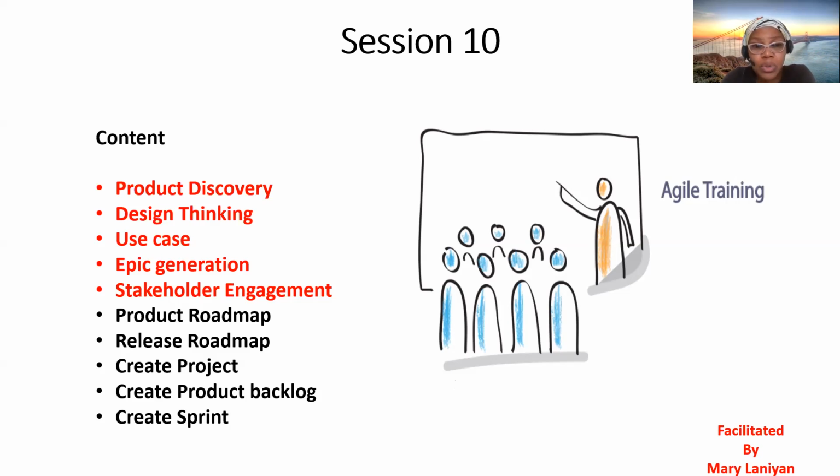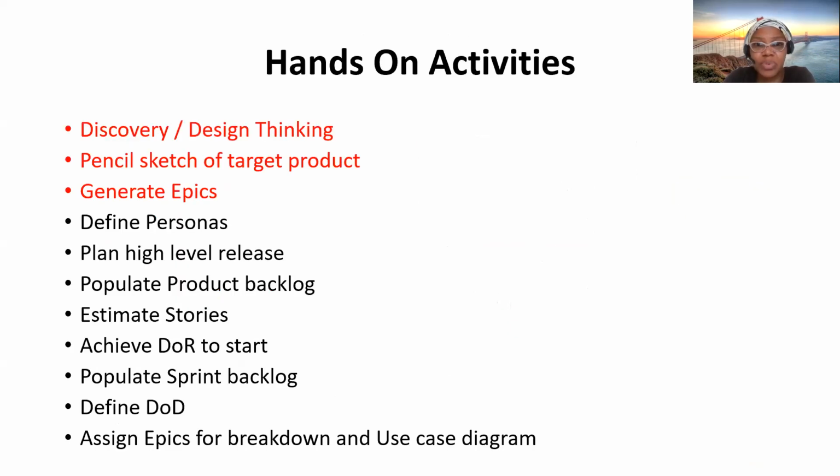Product roadmap, we're going to do more of that today. Release roadmap, hopefully, and then we're actually going to create our project, create our backlog, create our sprint. We're doing all of that today because we really need to kick off our sprint. So that means we're going to look at personas. We already looked at the high level use case. We're going to populate the backlog. We're going to estimate our stories. And we're going to look at definition of done as part of our acceptance criteria. And most importantly, we're going to assign epics to people.